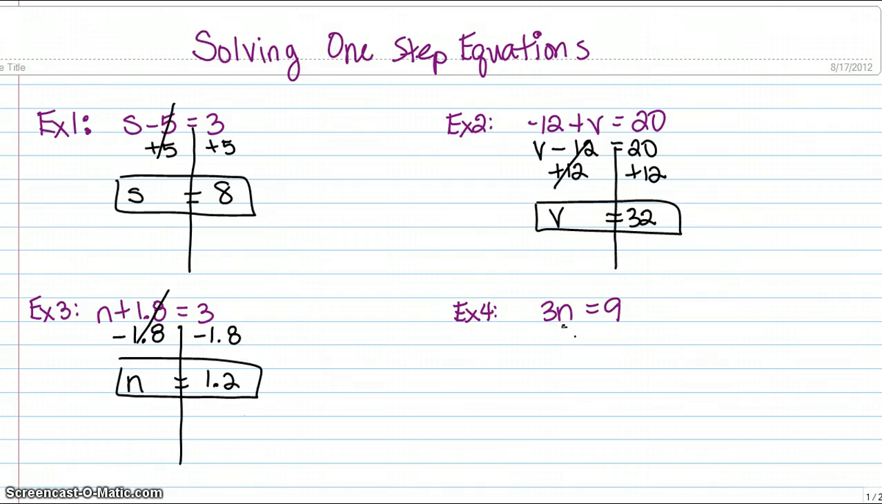On the next example, this says 3 times n. It's multiplication. So the opposite of multiplication, I hope we know, is division. So to show the appropriate work, I'd like to see you write that you're dividing by 3. Divide by 3. And when you do 3n divided by 3, you get 1n. And then 9 divided by 3 is 3. Alright, let's move on.